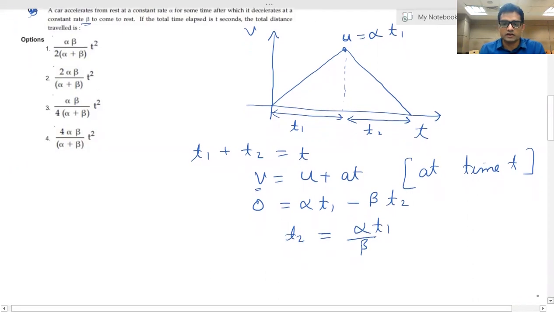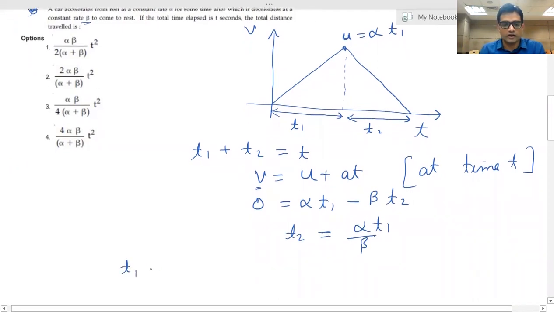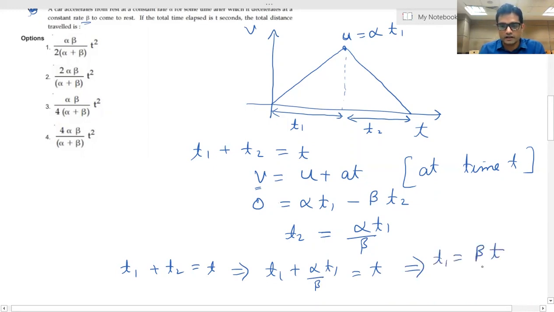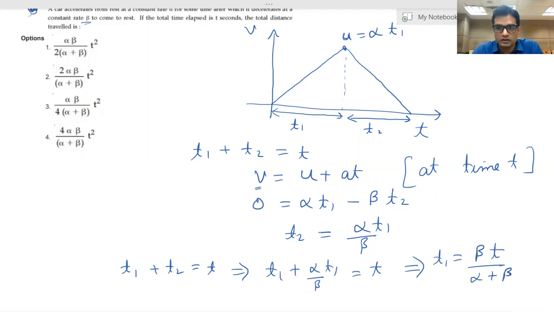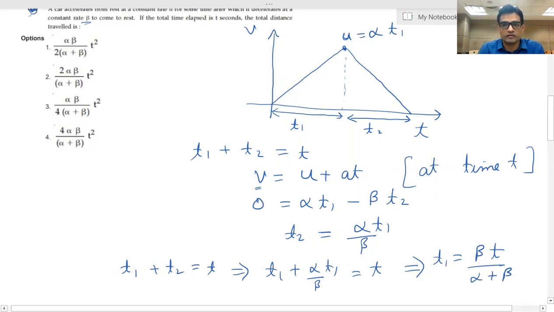Now it is given in the question that t1 plus t2 is equal to t. I'll substitute the values. So t1 plus alpha t1 by beta is equal to t. From this we'll get t1 is equal to beta t upon alpha plus beta. And now we have to calculate total distance. So in VT graph we know that the distance covered will be equal to area under curve. So I need to calculate the area of this triangle.